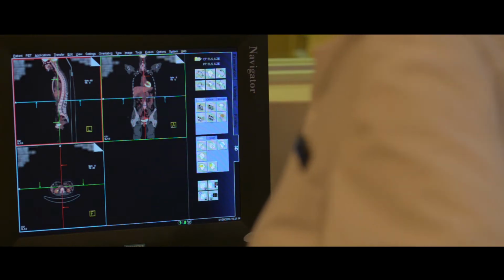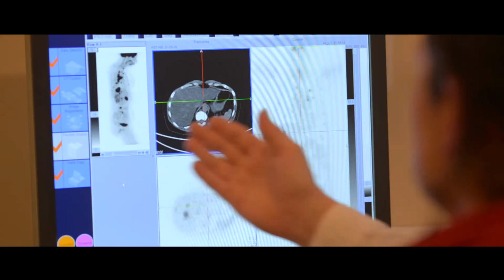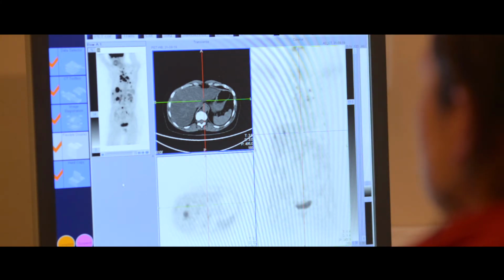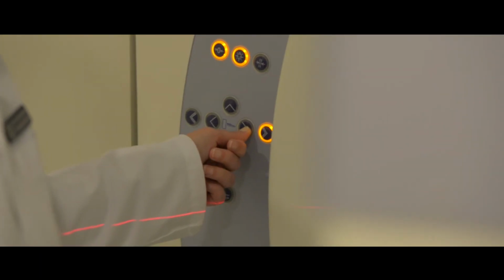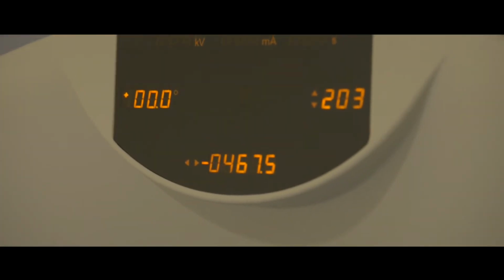We reconstruct the images, transfer the images through to the doctor's station, and that's where they can view it. This is a patient that was also scanned, and unfortunately we detected some disease in this patient. So again, as you can see, the rotating image here on the left-hand side, there are multiple areas that show intense uptake.